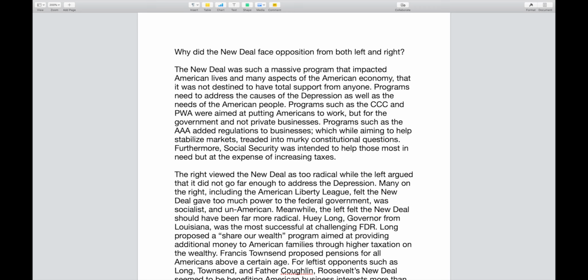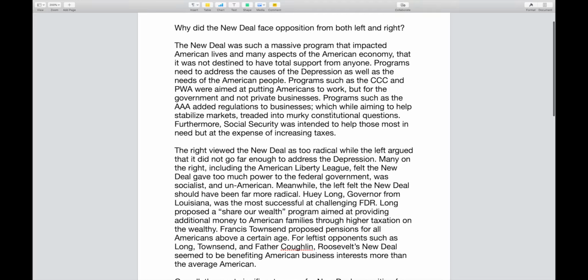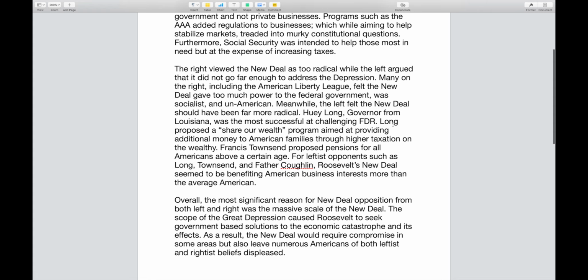Programs such as the CCC and the PWA were aimed at putting Americans to work before the government and not private businesses. Programs such as the AAA added regulations to businesses, which, while aiming to help stabilize markets, treaded into murky constitutional questions. Furthermore, Social Security was intended to help those most in need, but at the expense of increasing taxes. The right viewed the New Deal as too radical, while the left argued that it did not go far enough to address the Depression.